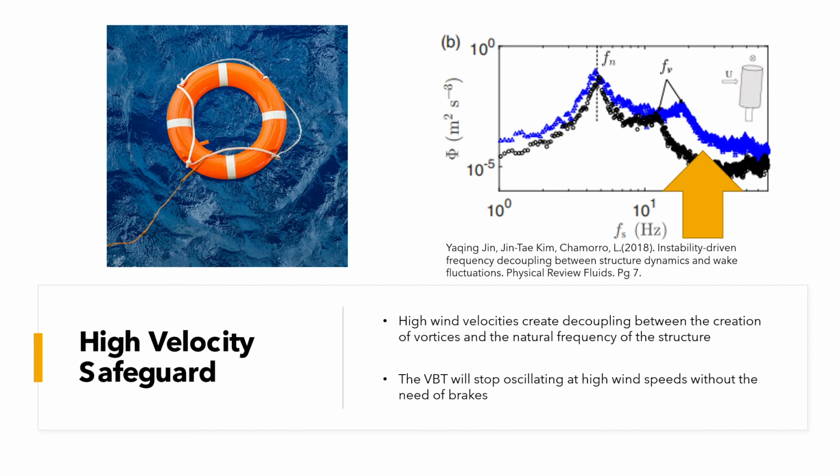Studies done on this topic show at high fluid velocities the frequencies stop exciting each other and cause the oscillation amplitudes to greatly decrease, as can be seen in the picture on the right.